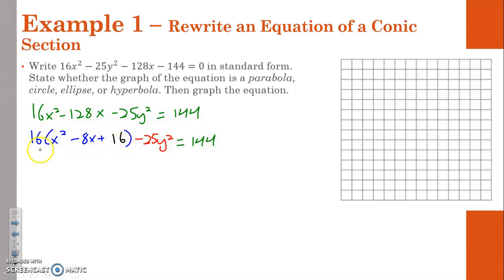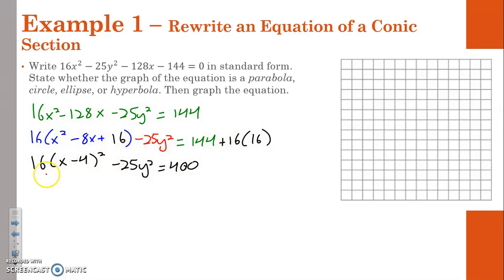So I'm adding a 16 here, but remember this is really 16 times 16. So on this right-hand side, I need to add, not multiply. I need to add 16 times 16. Let me get rid of this line so it doesn't confuse us later. And so this is 16 times x minus 4 quantity squared. Then I just have minus 25y squared equals 400 when I do 144 plus 16 squared. Sorry, that's a 400, not 460. And now I'm going to divide everything by 400 to make this equal to 1.